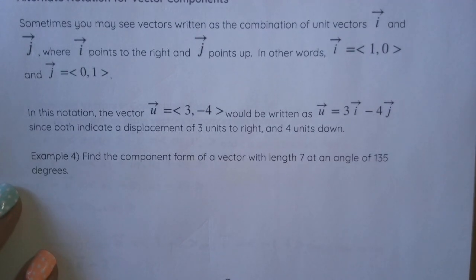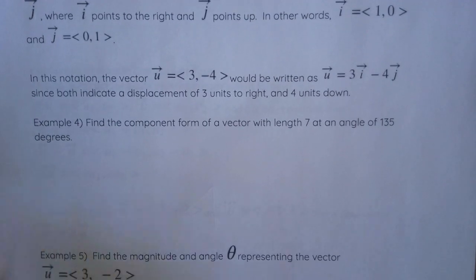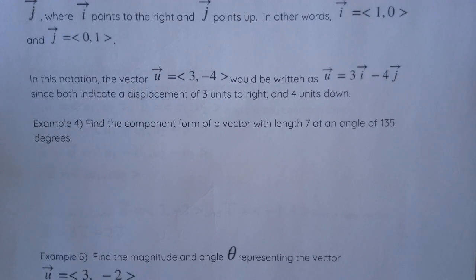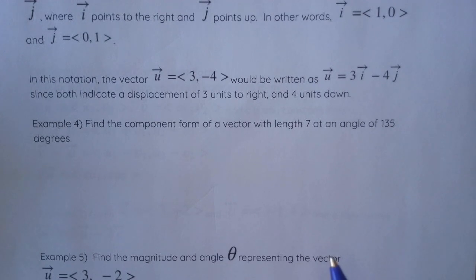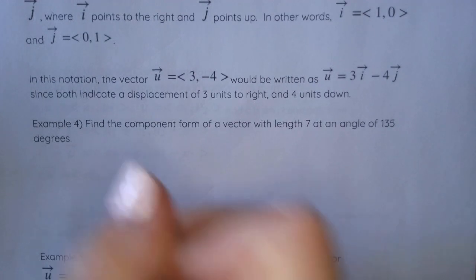Find the component form of a vector with length 7 at an angle of 135 degrees. I know that the length is 7, so that's also going to be my radius of 7, because the vector length is the magnitude of the hypotenuse. But we are at an angle of 135 degrees. So if I want to find the component form, I need x and I need y.